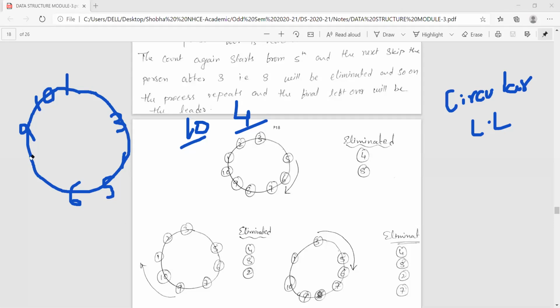Likewise, who will be the next person to be eliminated? 9, 10, 1. The fourth person is 3. 3 will be eliminated. Then 5, 6, 9, 10 will be eliminated. Then 1, 5, 6, 9 will be eliminated. Okay, 1, 5, 6. Now only 3 persons are left, here you notice.